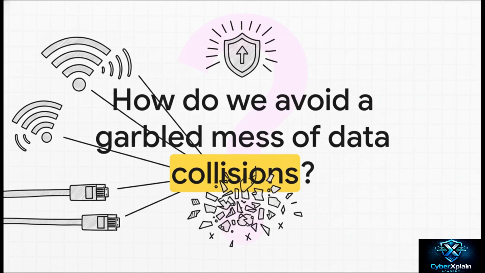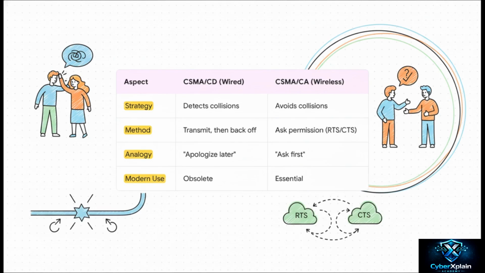If two devices try to transmit at the exact same time, their signals slam into each other and become corrupted. That's a collision. So the question is, how do we prevent this chaos? How do we manage the conversation so everyone gets a turn to speak? Well, we use two totally different strategies, and honestly, the analogies here are perfect.